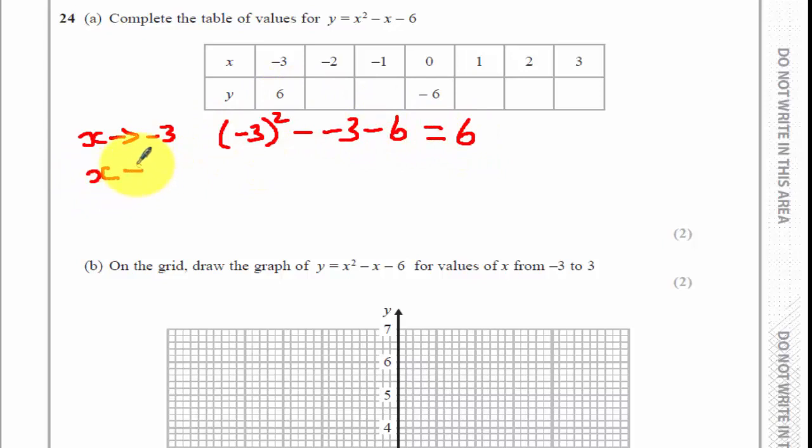When x is minus 2, you do the same thing, but where you put minus 3, you're just going to put minus 2. Now you don't have to write each one of these statements out. I was just doing it to show you how to type it into your calculator. So this will be the value of 0 if you put it into your calculator.